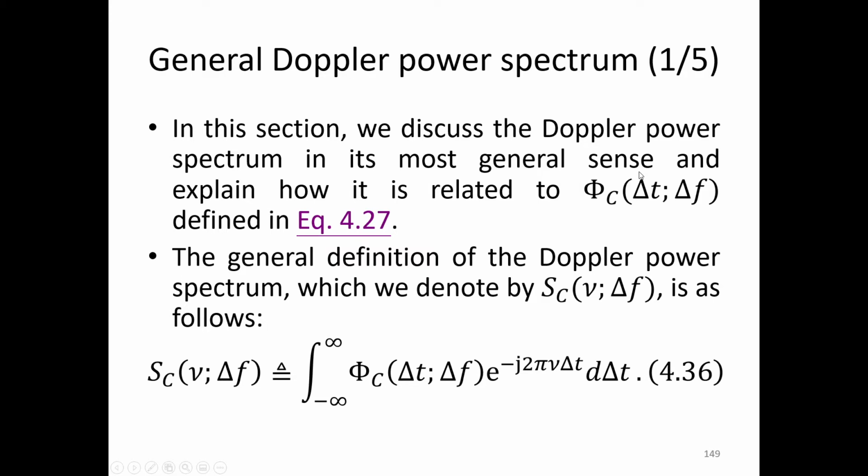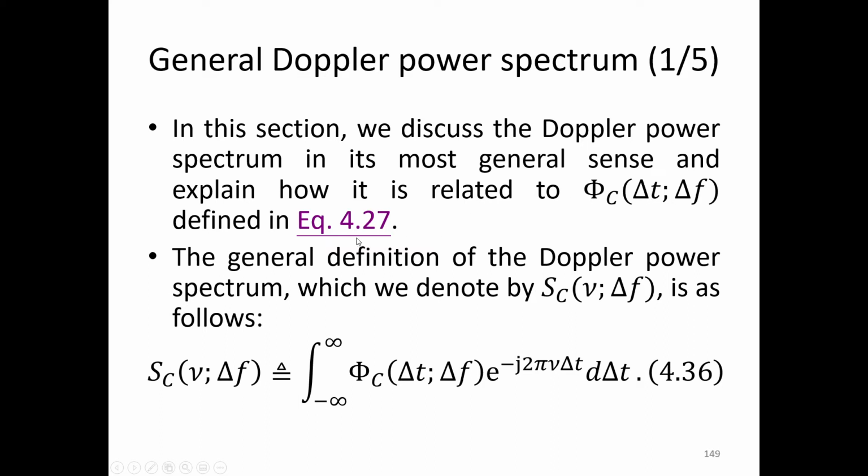In this section, we discuss the Doppler power spectrum in its most general sense, and explain how it is related to phi c of delta t, delta f, defined in equation 4.27.